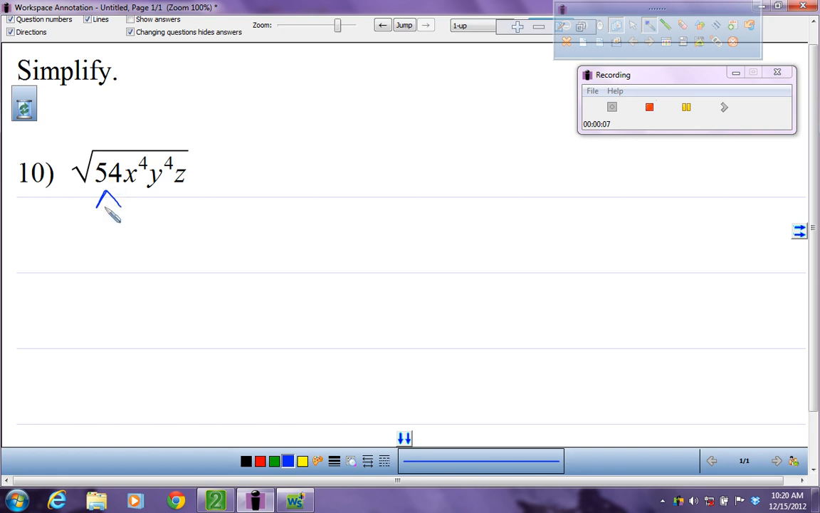54, of course, is, what is it, class? 6 times 9, correct. 6 would be 3 times 2. Those two are prime numbers. And 9 will be 3 times 3, prime and prime, okay? So in other words, I can rewrite this as 3 times 3 times 3 times 2, right? I can see that these are pairs.